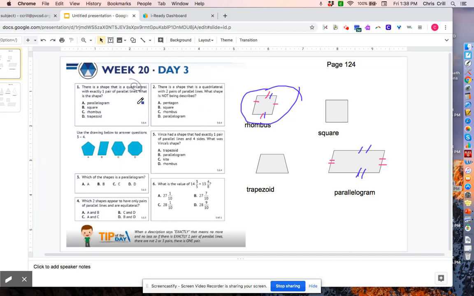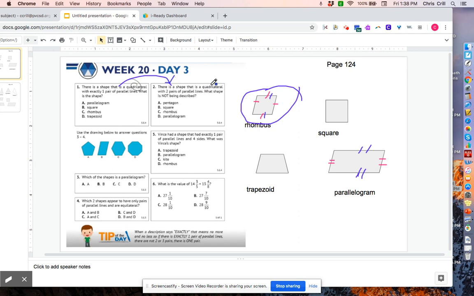Number 2. Ooh, I just noticed something. When you fill out your Google form, be really careful because notice I went from 1 down to 3, skipping number 2. So here we go from 1 to 2. So when you fill out your Google form, be careful.